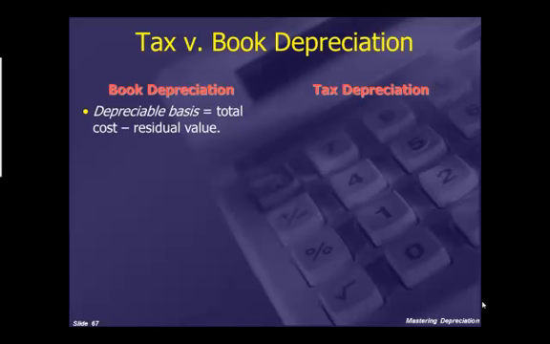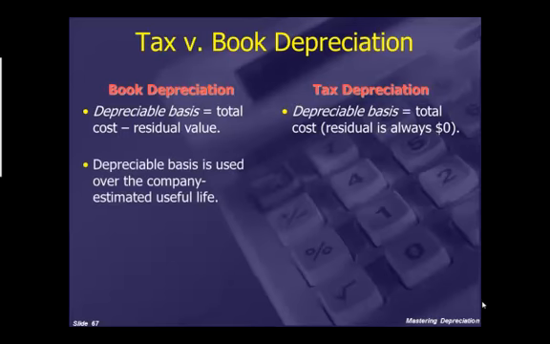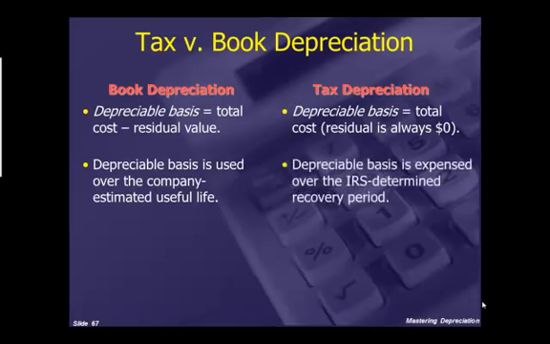Now, for book depreciation, we're looking at the depreciable basis, which is the total cost of the fixed asset less the residual value. Under tax depreciation, the depreciable basis is the total cost because residual is always $0. The depreciable basis under book depreciation is used over the company's estimated useful life, whereas for tax purposes, the depreciable basis is expensed over the IRS determined recovery period.